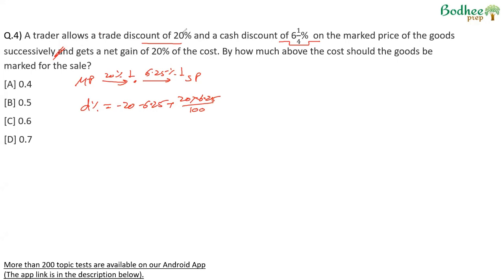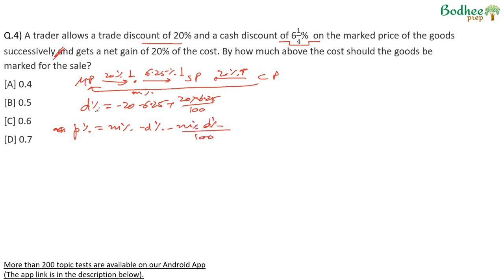Net gain of 20% on the cost price. So on the cost price, there is a net gain of 20%, which is the profit percentage. By how much above the cost price should the goods be marked? So we have to find out the markup percentage, M%. We can use the formula: profit percent is equal to M% minus D% minus M% D% upon 100. The value of D we'll get from here. The value of P is 20. Substituting values, we get the value of M.